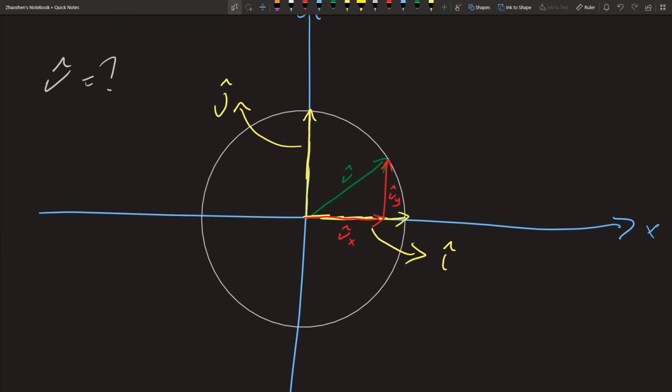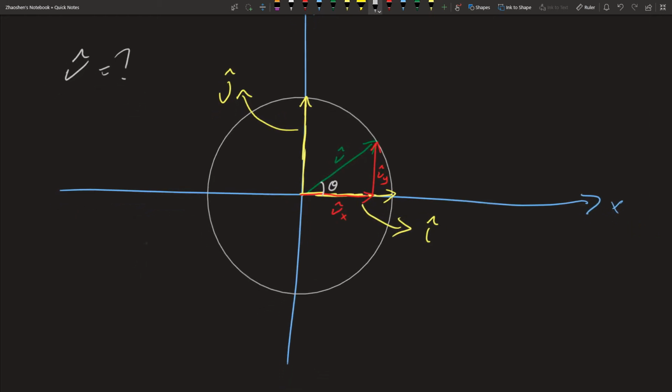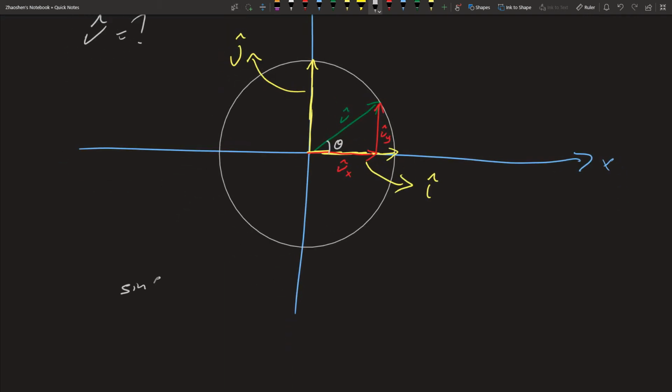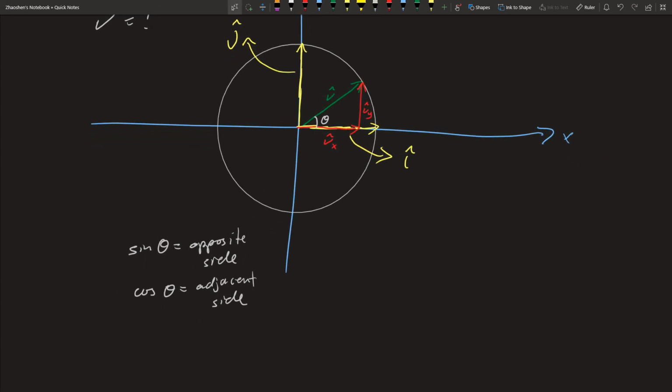What is v hat x and v hat y? Notice that we have this angle here, angle theta, right? Using your trigonometry from grade 10 and 9, we know that in a unit circle, which is what we have right now, the sine of theta is equal to the opposite side, and the cosine of theta is equal to the adjacent side. Sorry about my handwriting. Adjacent. Now, how is it actually helpful?